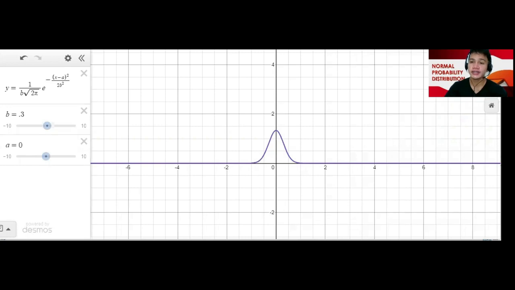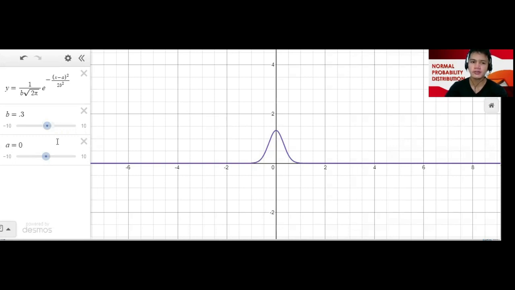Like what I said earlier, there are two factors that affect our normal curve. Those are the mean and the standard deviation. Why? For the mean, the change of value of the mean shifts the graph of the normal curve to the right or to the left. In this example, we use the function of our normal probability distribution, but here we denote A to be our mean and B to be our standard deviation. Again, for the mean, the change of value of the mean shifts the graph of the normal curve to the right or to the left.